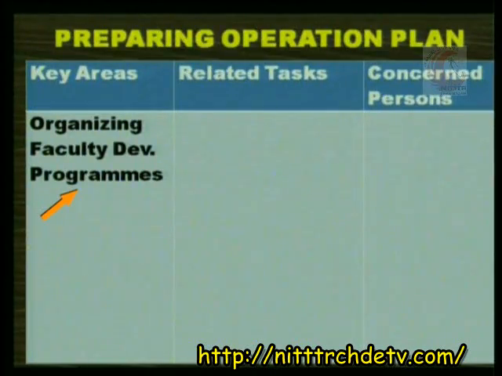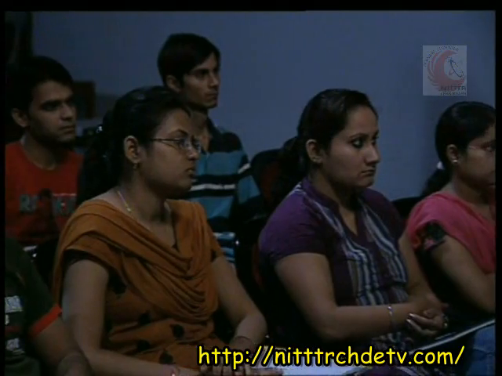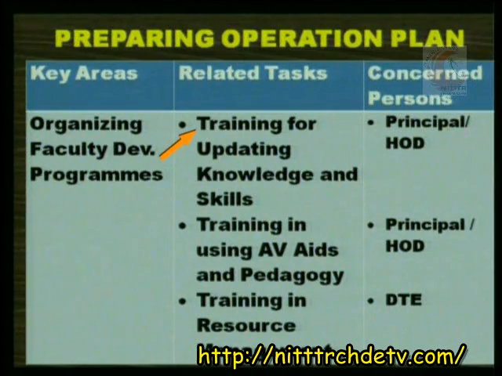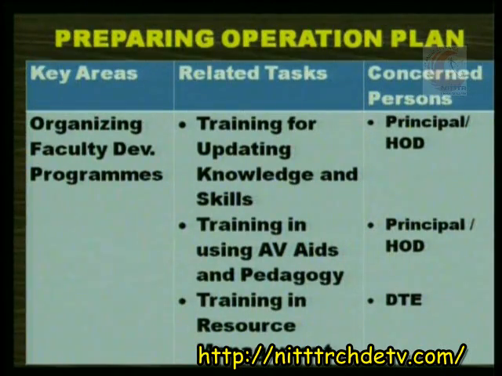Let us identify another key area, organizing faculty development programs. This is a very important area as far as curriculum implementation is concerned: organizing a number of faculty development or training programs. The related tasks are training for updating the knowledge and skills of the faculty members. If the faculty members have to actually implement the curriculum, they themselves have to be trained, they themselves have to be updated in that particular subject area, and the person responsible for this is the principal and or the head of the department of a particular discipline.